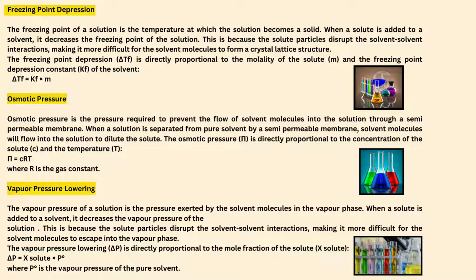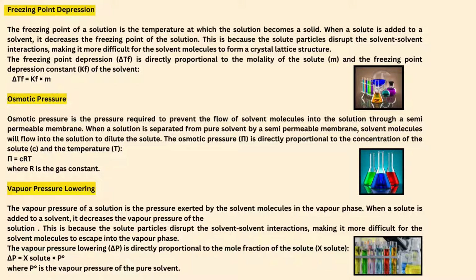Osmotic pressure. Osmotic pressure is the pressure required to prevent the flow of solvent molecules into the solution through a semi-permeable membrane. When a solution is separated from pure solvent by a semi-permeable membrane, solvent molecules will flow into the solution to dilute the solute.